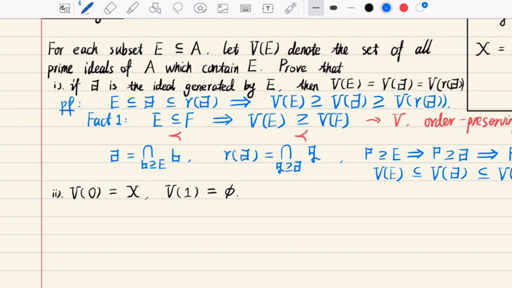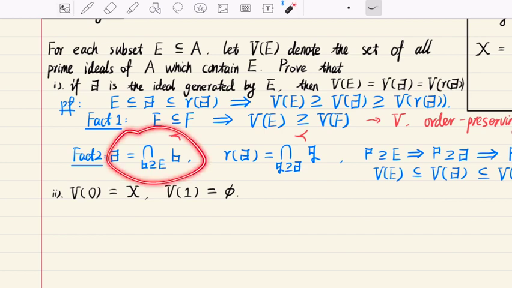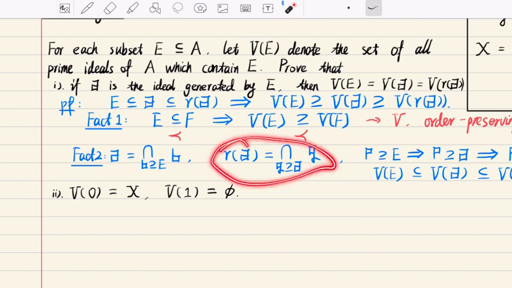In fact, this is fact 2 we use. But as you can see, of these two identities, the ideal A generated by E is given by the intersection, and the radical of A is also given by the intersection of prime ideals. Only this one is non-trivial, and this one is just the definition, in fact.